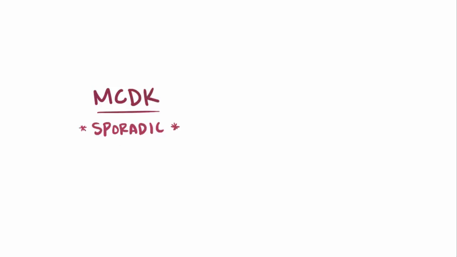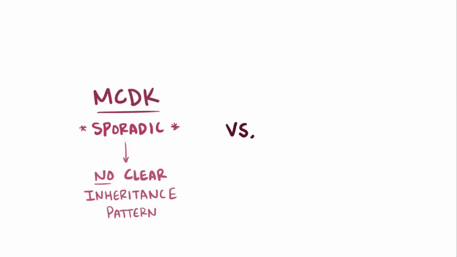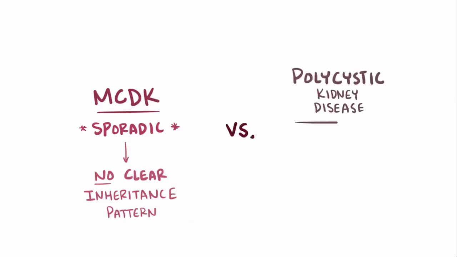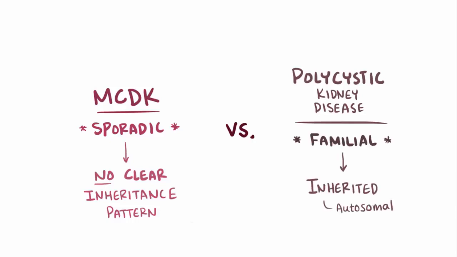MCDK is usually a sporadic condition that happens during development and does not follow a clear inheritance pattern, which is an important distinction from polycystic kidney disease, a similar cystic kidney disease that's familial, meaning inherited, and in this case it's typically passed through autosomal dominant inheritance.